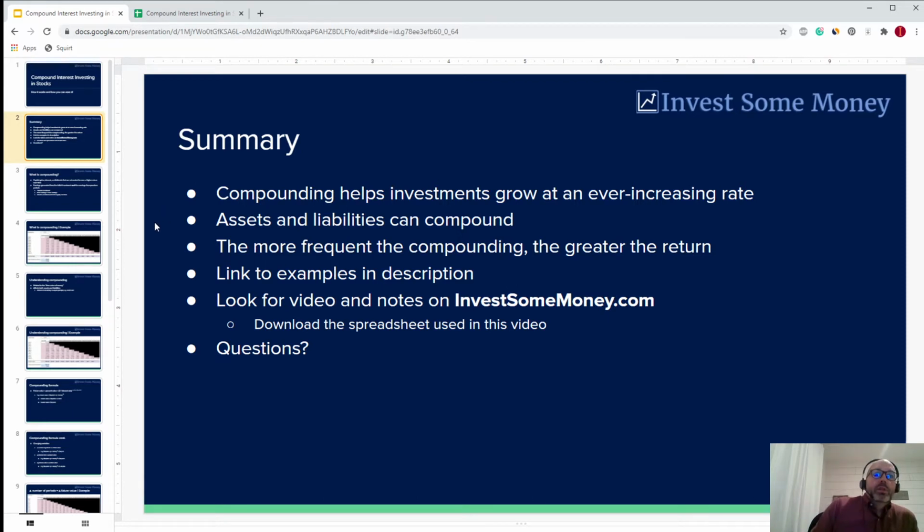The more frequently the asset compounds, the greater the return, even at the same interest rate. And all of this we'll get into with a couple of examples in a spreadsheet to show how it works.